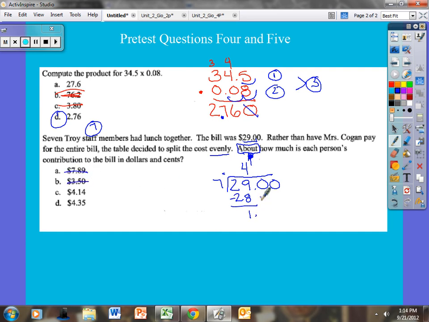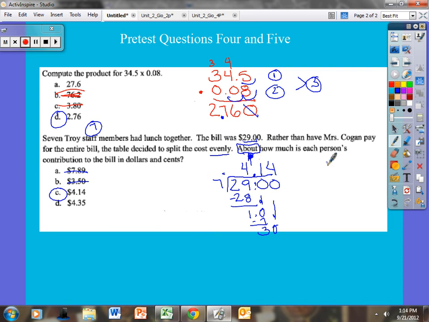Bring down the decimal point, drop a 0. 7 times what gives me 10? I'll put my decimal in my quotient up here. 7 times what gives me 10? 7 times 1, that is a 7. I subtract, that's a 3. I drop the 0. 7 times what gives me close to 30? 7 times 4. The correct answer for this would have been C.